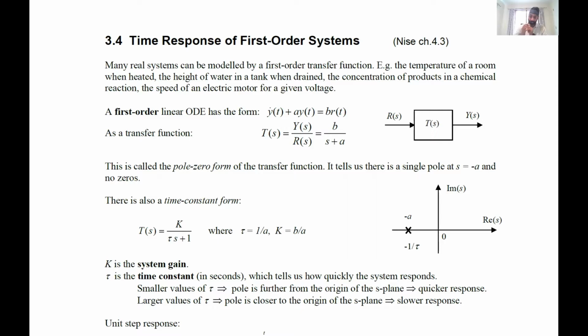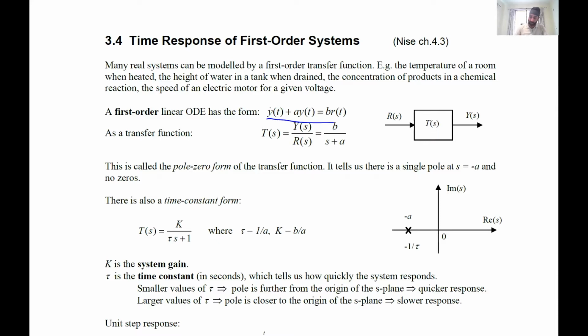So in this class, we are going to be looking at the time response of first order systems and second order systems in more detail. Today, we are going to look at the time response of first order systems. First order systems occur very commonly in nature. They occur whenever the governing equation is a first order ordinary differential equation for the system.